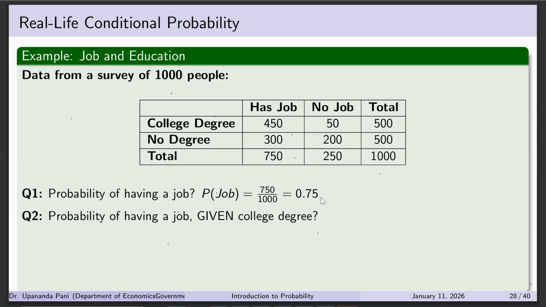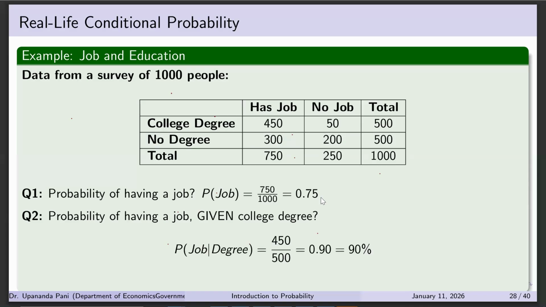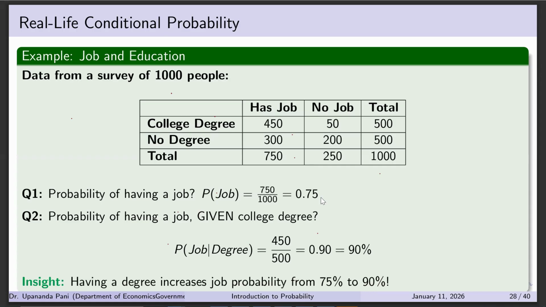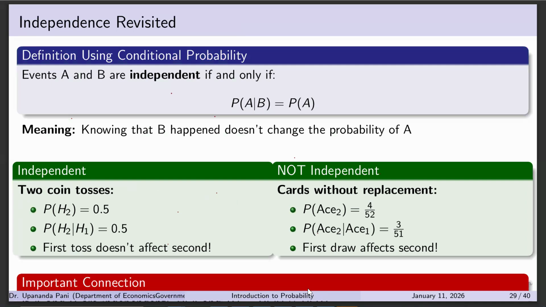So the probability of job given degree is 450 upon 500. That is 0.90, that is 90%. Sangeeta, are you able to understand? Yes, sir. The crucial thing is to know what the condition is and what the formula is. So now, having a degree increases the job probability from 75% to 90%. Is it clear?